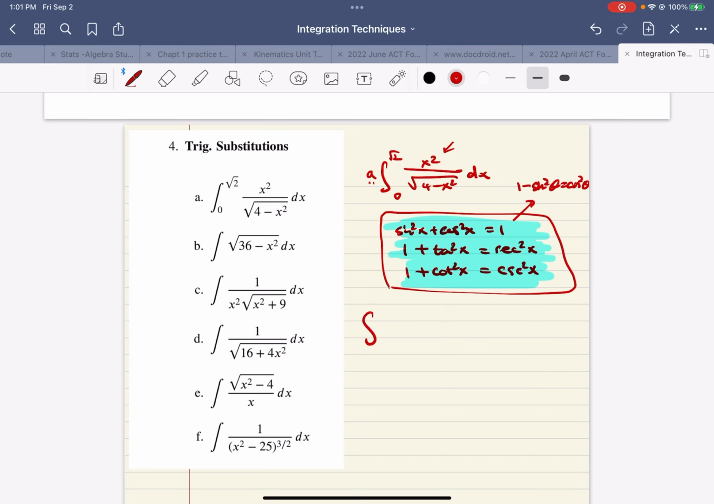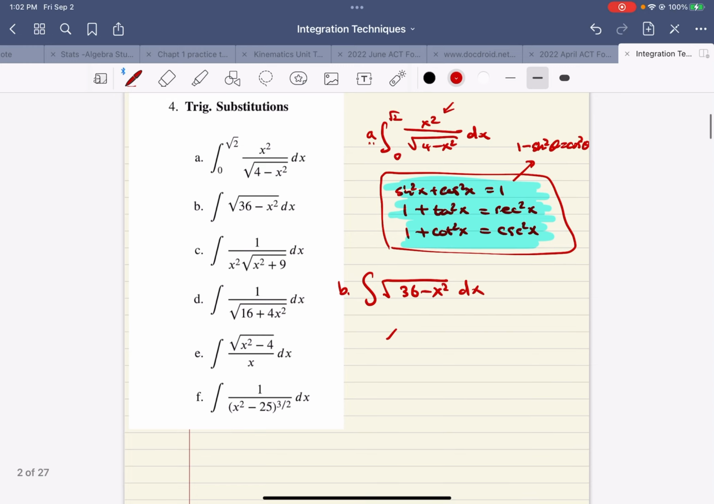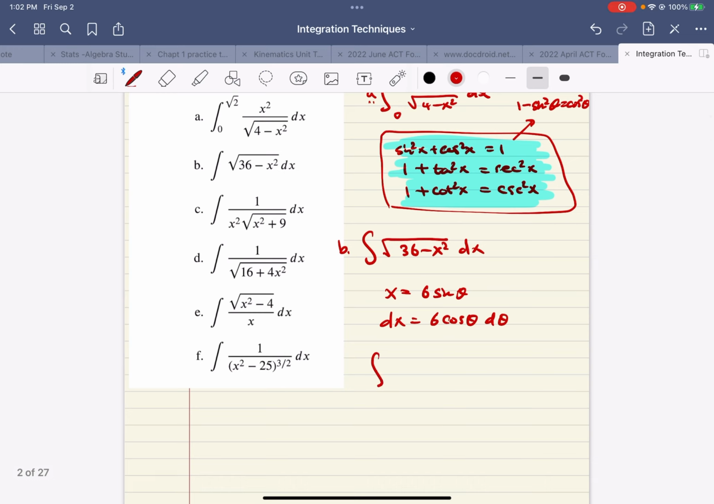B, integral square root 36 minus x squared dx. So what I'm gonna do, let's say x is this time 6 sine theta. I know 6 times 6 is 36. Let's use a trig substitution. So then dx is what? 6 cosine theta d theta. So that becomes square root of 36 minus 36 sine squared theta, and dx is 6 cosine theta d theta.